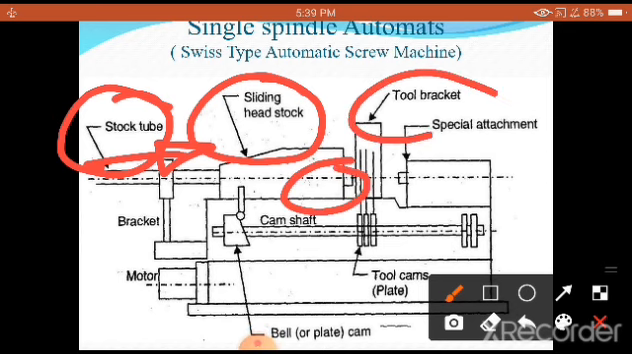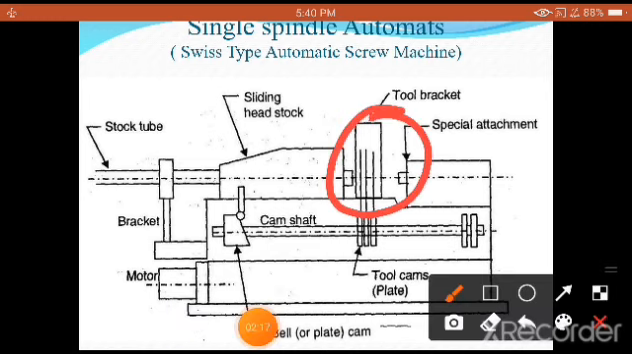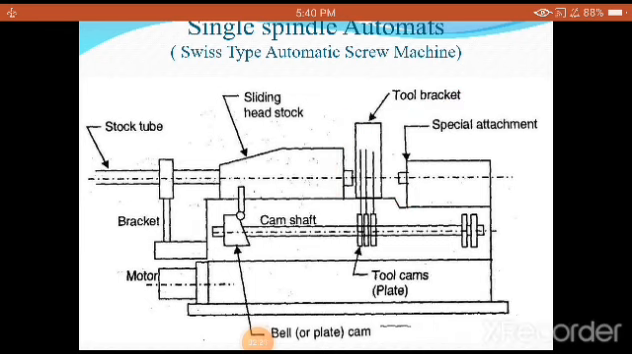The tool bracket is there, which is going to carry different tools, and a special attachment is there through which it is possible to carry out the operation on a given bar stock. This is known as a sliding headstock machine because the headstock is movable and the tools are fixed. The tool bracket which holds the tools is fixed. That is the main construction here.